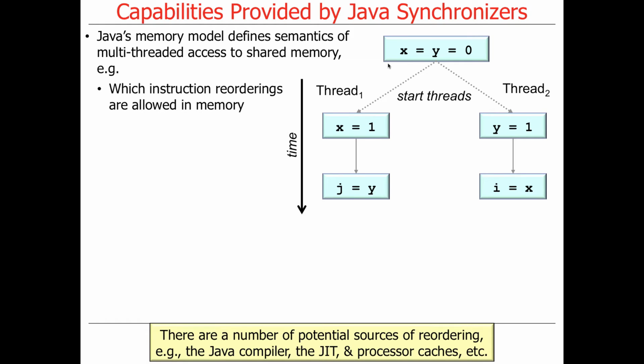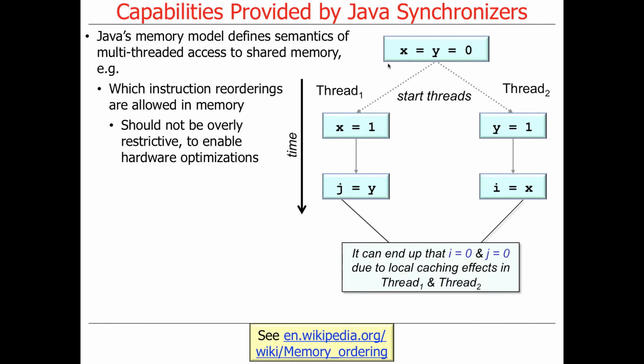So it turns out that the underlying system can reorder things in memory to try to optimize the behavior, but you have to be careful. The memory model defines what optimizations are legal so you don't end up with a program that doesn't make any sense anymore. So let's take a look at some examples.